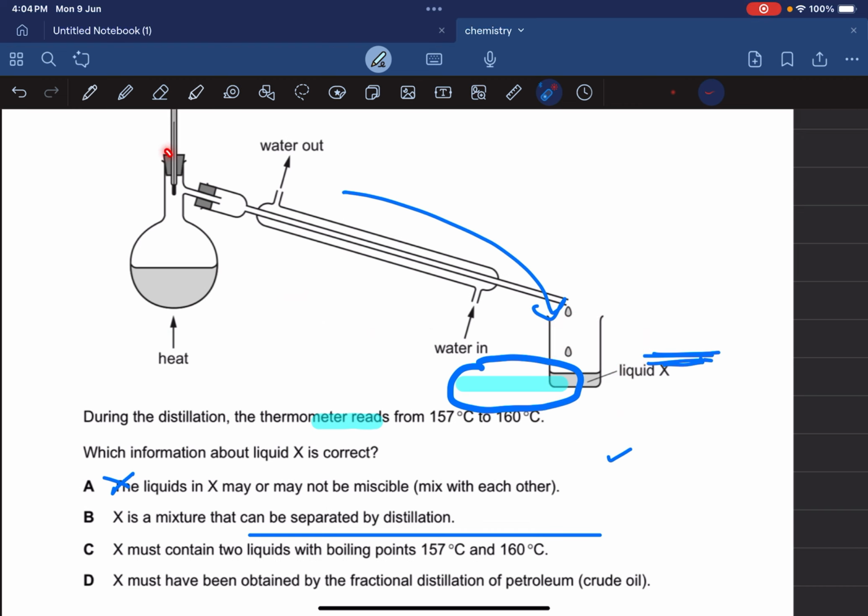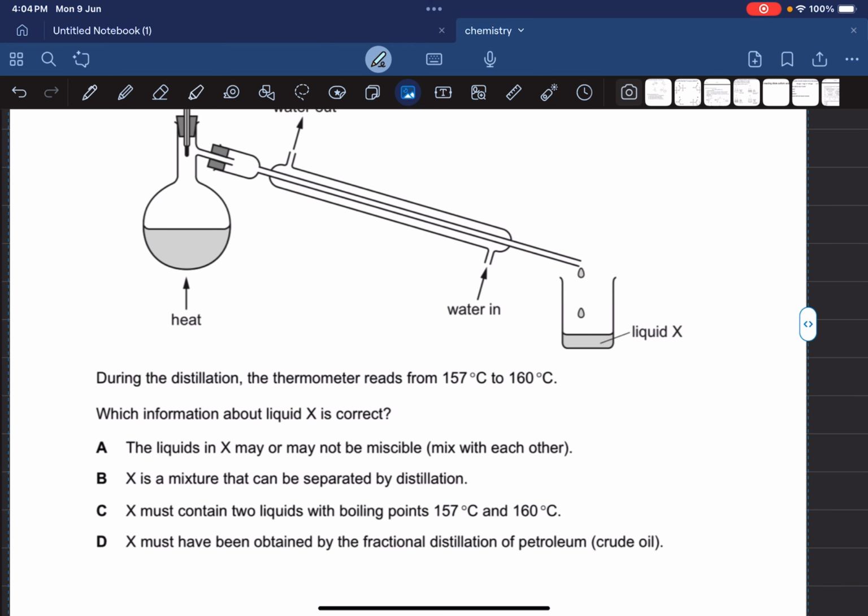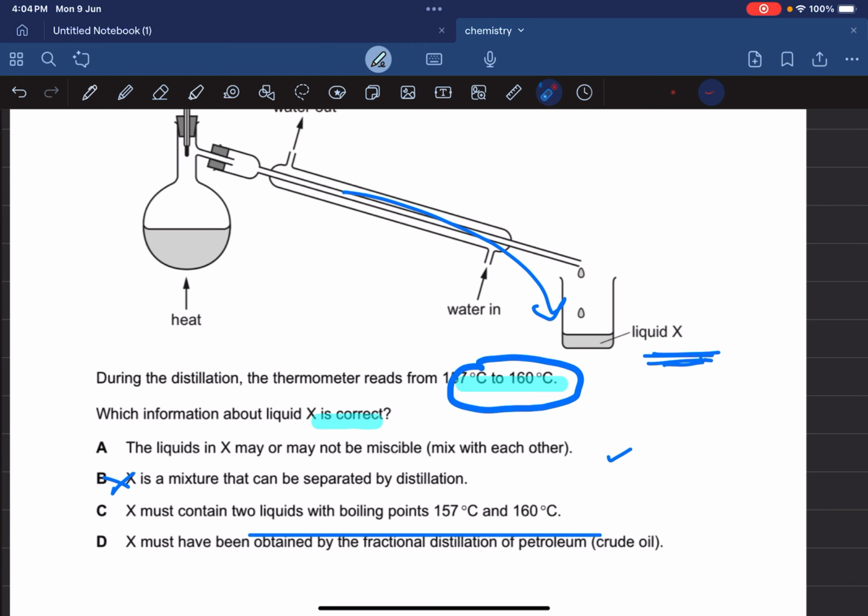Because my reading has to be fixed. I cannot say that there is water in it as well, okay? Water has to boil at a fixed point, that is 100 degrees Celsius. So until all the water has boiled, the reading cannot increase from 100. So that is what you need to understand, okay? So this is incorrect. It cannot be two liquids with boiling points of 157 and 160. That is also incorrect, okay?